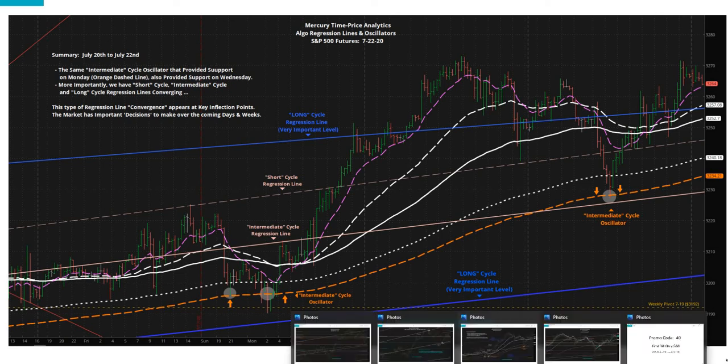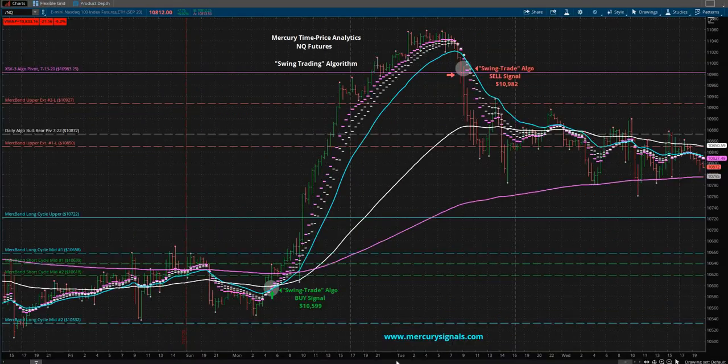So let's go to our last chart, which is, is it the live chart we got here? Okay, yeah, this is live right now. You've got NQ trading 10,813. Now, this is not healthy action here.